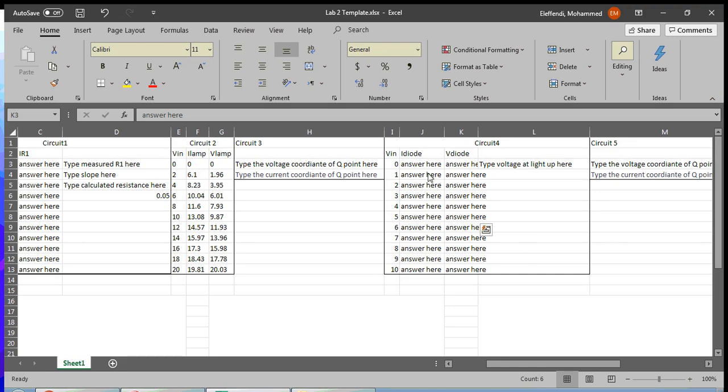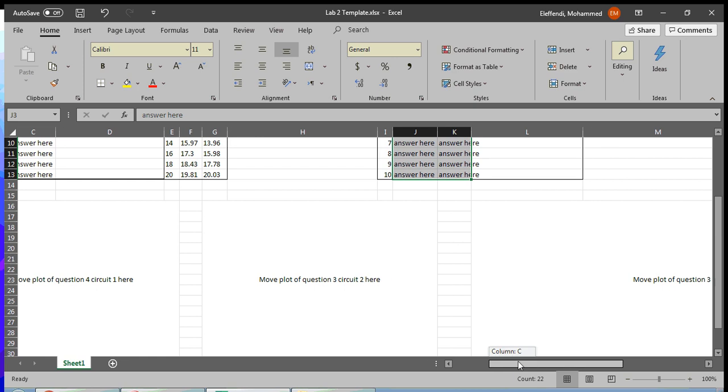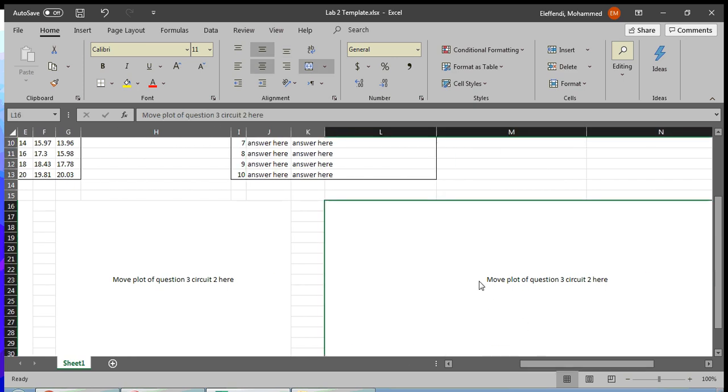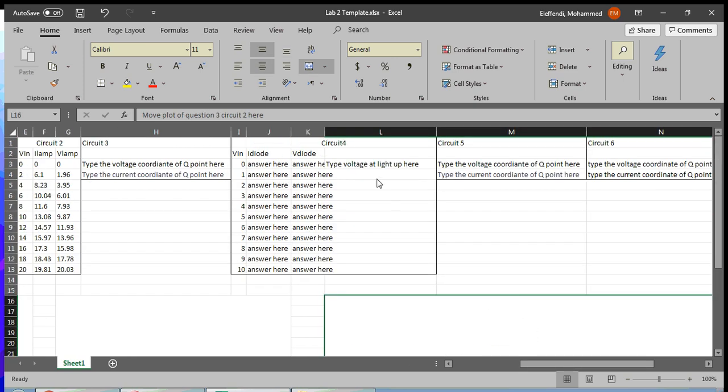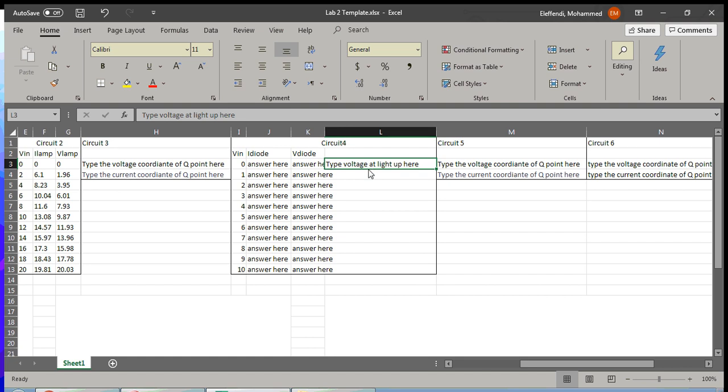So after you collect this data for I and V, you can plot the IV curve of the diode and move it here. And it says type the voltage at light up here. So if you are doing this lab either in person or online, you will find that as you increase the voltage, you will see the LED light up. When it lights up, just record that voltage in here.